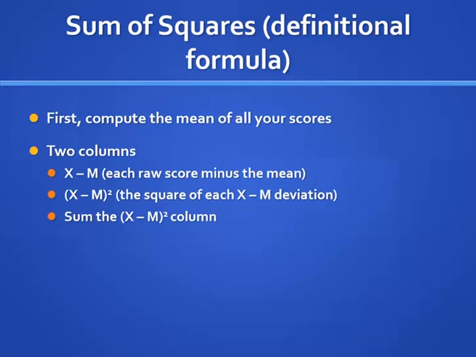Now, when I'm showing my work, I find the best way to do this is to make two columns. A column that I call x minus M, under which I'm going to compute each raw score minus the mean. That's why we computed the mean in our first step, because we need it for the remaining steps. And then I'm going to have a second column, which I call x minus M squared. Under that column I'm going to square each one of the deviations that I got in the first column. Once I've squared each of the x minus M deviations, then I'm just going to sum up that second column. That will be the sigma x minus M squared.